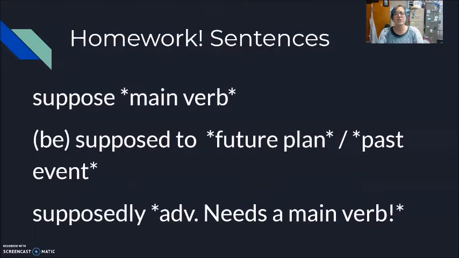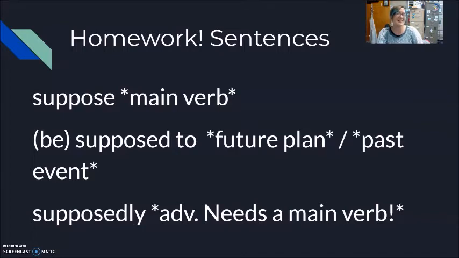As always, you should be using these in sentences. Leave some sentences as comments underneath the video. Try to use suppose as a main verb, meaning think. Be supposed to for your future plan. Was supposed to, past, didn't happen. Wasn't supposed to, not the plan, but did. And then supposedly as the adverb.